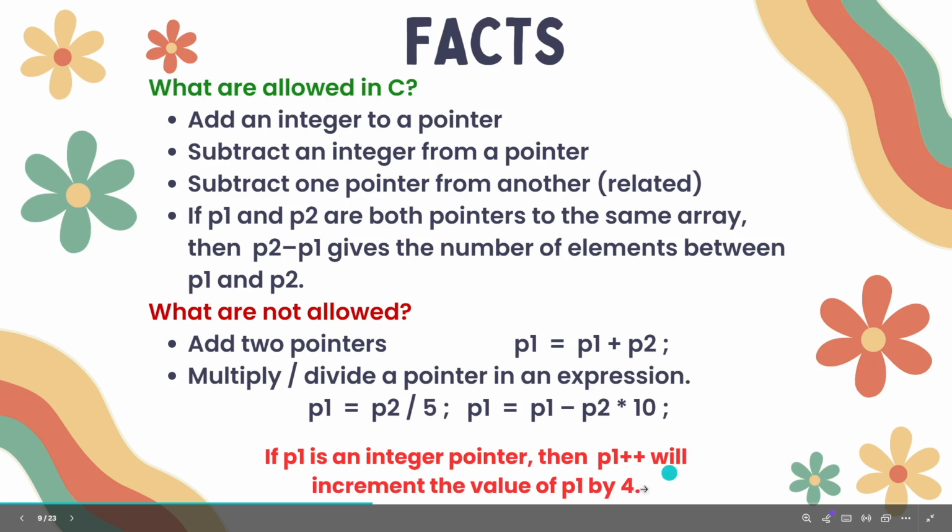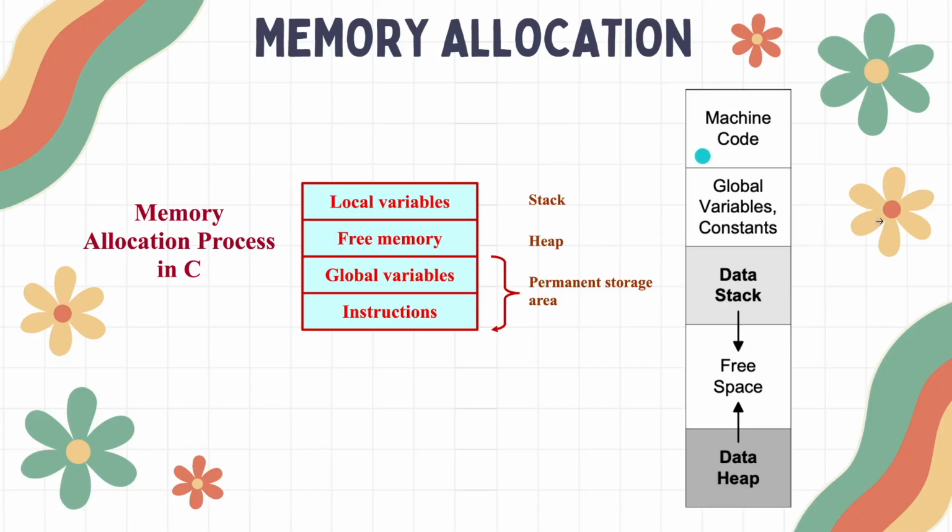And of course, for different data types the scale factor would be different, and accordingly incrementing the pointer by 1 will move you by that scale factor.